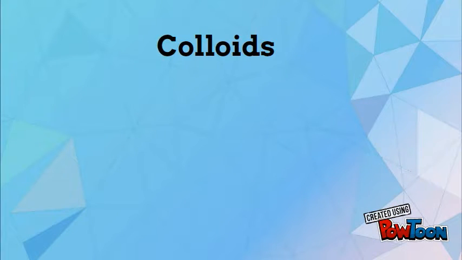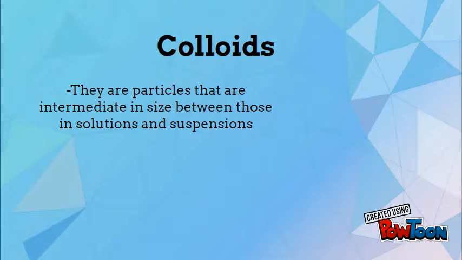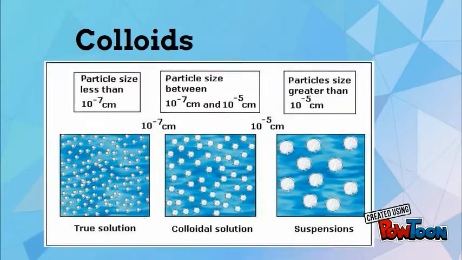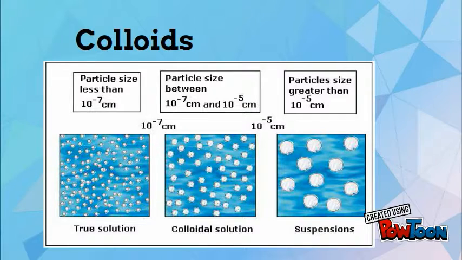Colloids, also called colloid dispersions, are particles that are intermediate in size between those in a solution and suspensions. They are small enough to be suspended throughout the solvent by the constant movement of the surrounding molecules. Particles that range from 1 nanometer up to 1,000 nanometers in diameter could form colloids.